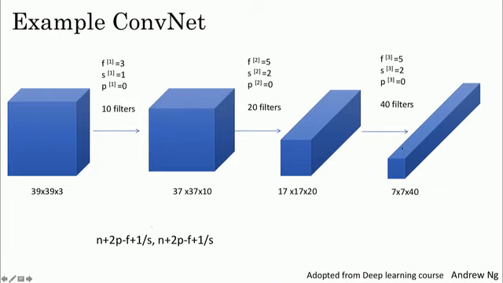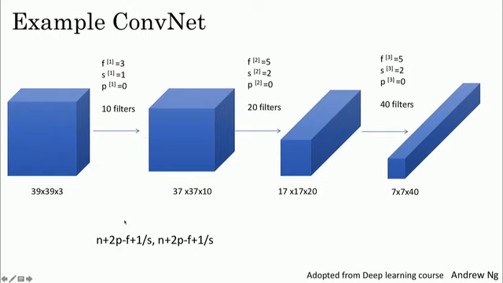This one shows an example of the ConvNet. Suppose the input that you feed through your neural network is of size 39 times 39 times 3, and the size of your filter is 3 by 3. The stride is 1, padding is 0, and you have 10 filters. So your output depth should be 10, which is the same as the number of filters that you apply. So this is your output.